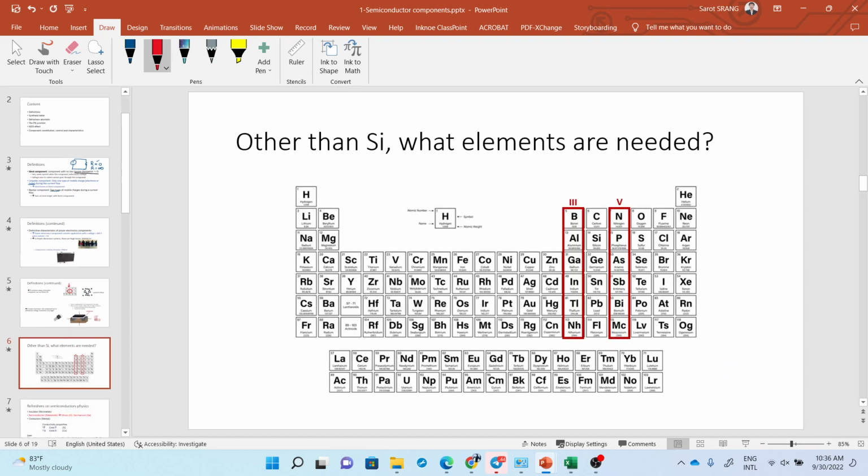So actually, in order to make it become a semiconductor, we need other material to mix with silicon, and we need an element in this column and an element in this column. So for this column, how many electrons at the most outer layer? Yeah, 5. This one has 4, and this one, just 3.